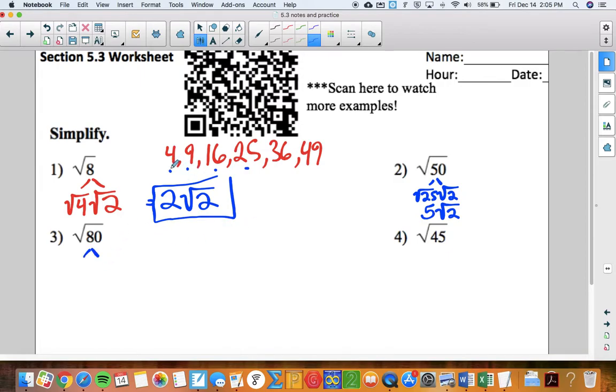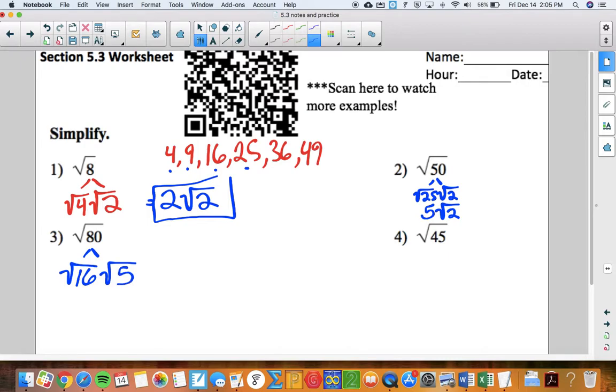Here, 4 goes into 80. 4 is a factor of 80. But keep trying to find a bigger one. Like 9 doesn't, I know that. 9 times 9 is 81, so we just miss. But see if 16 does. 16 does. You save yourself if you invest a little bit of time trying to find the biggest perfect square.